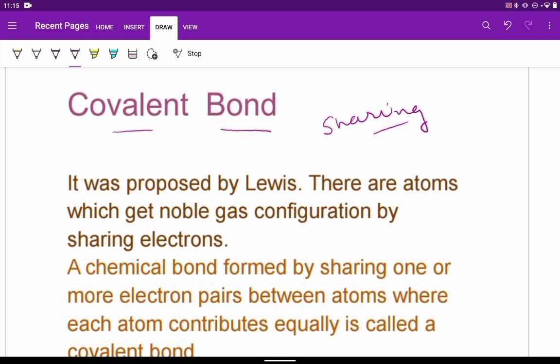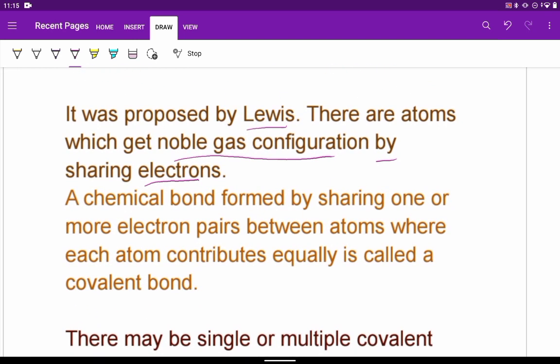This bond was proposed by Lewis, and it suggests that there are certain atoms which can gain noble gas configuration by sharing the electrons. Now we will see how it takes place. The number of electrons shared may be 1 or more than 1. That is, the electron pairs found between the atoms after sharing may be 1, then we will get a single bond. It may be 2 pairs or even 3 pairs, resulting in double bond or triple bond.